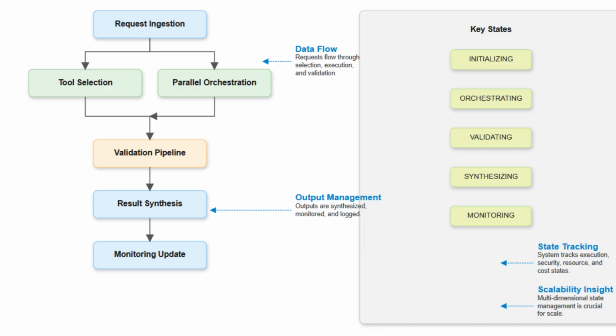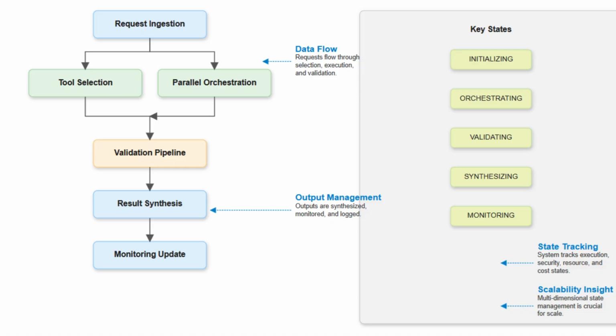Then, the system kicks off parallel orchestration, executing multiple tools simultaneously within predefined resource constraints. After execution, each tool's output enters a validation pipeline for security and quality checks. Once validated, outputs are synthesized, monitored, and logged. The individual tool results combine into a final comprehensive research report. Simultaneously, metrics, costs, and security events are logged for continuous monitoring and analysis.